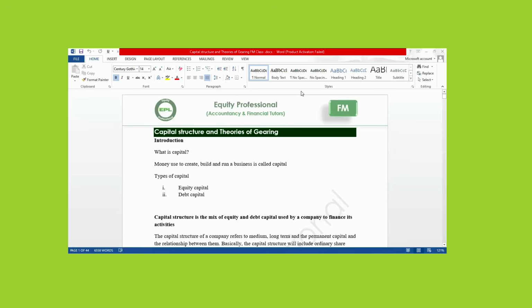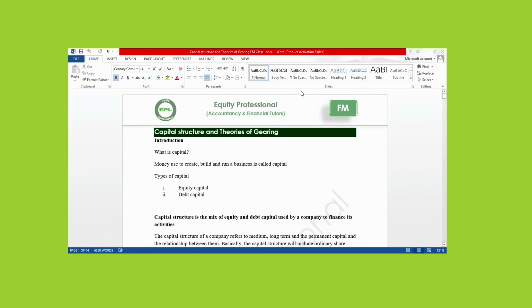Capital structure is the mixture of equity and debt capital used by a company to finance its activities. All right, let's go on with the class. Your capital structure is the mix of equity and debt capital used by a company to finance its activities.